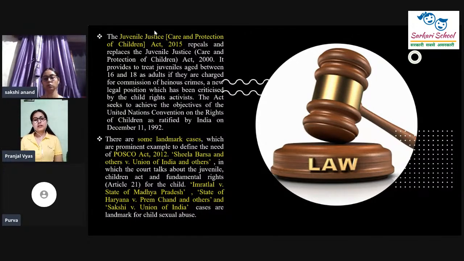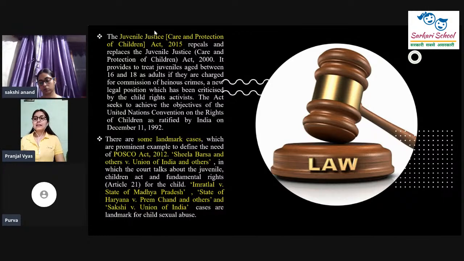So, what can we understand by the word juvenile? First, the term juvenile means a person who has not attained the age of 18 years, and therefore a juvenile is a child who is in conflict with the law and has not completed 18 years of age on the date when the offense took place.